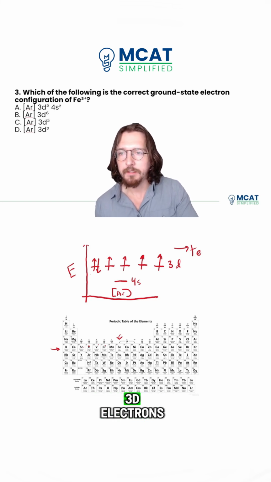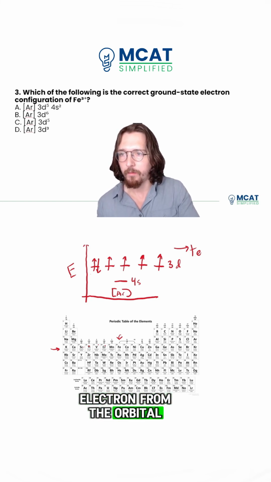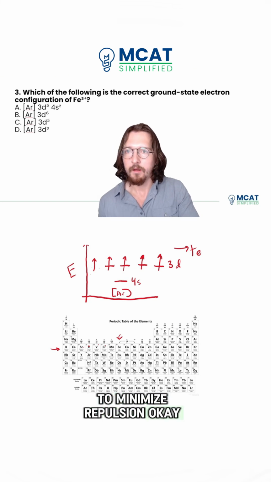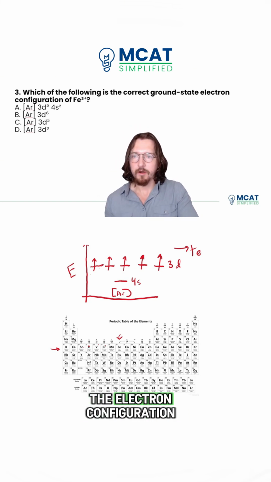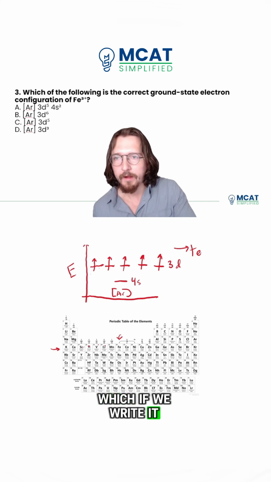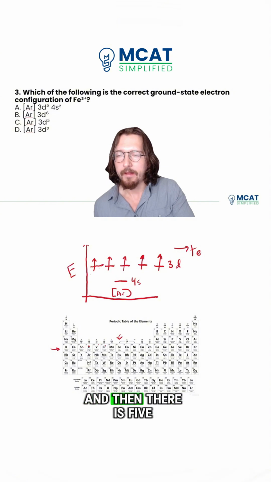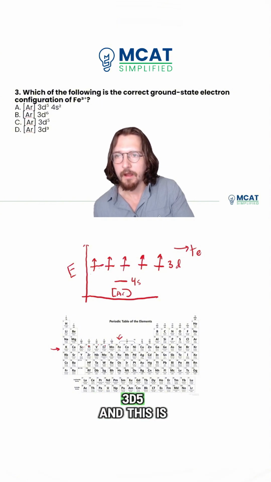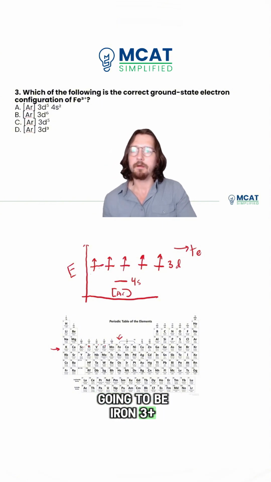Of the 3d electrons, we remove the electron from the orbital that has 2 of them, to minimize repulsion. This will be the electron configuration for iron 3+, which if we write it will simply be argon. There's nothing in the 4s, so we're not going to have that anymore. And then there are 5 in the 3d, so it would be 3d5, and this is iron 3+. So that's how you would do it.